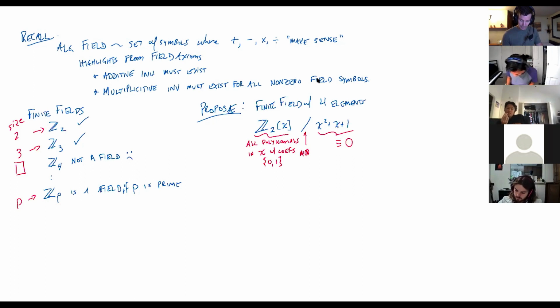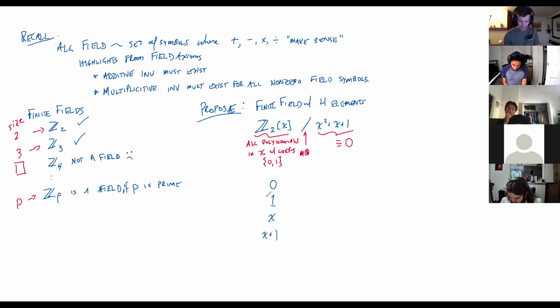Okay, so first things first, before we establish that this could be a field at all, does it have 4 elements? So I think the best way to do this is just to list the 4 elements. So let's start with all the polynomials that belong to this set. Well, there's the 0 polynomial. There's the 1 polynomial. There's x plus 0. There's x plus 1.